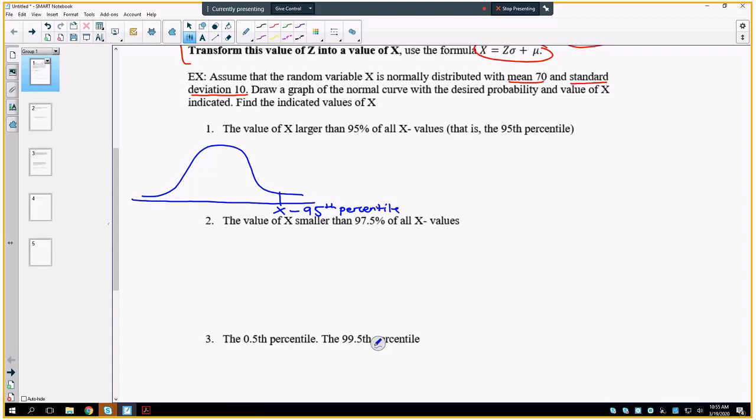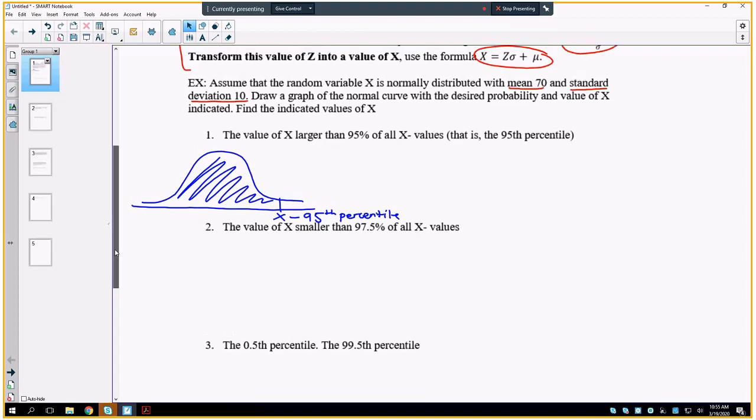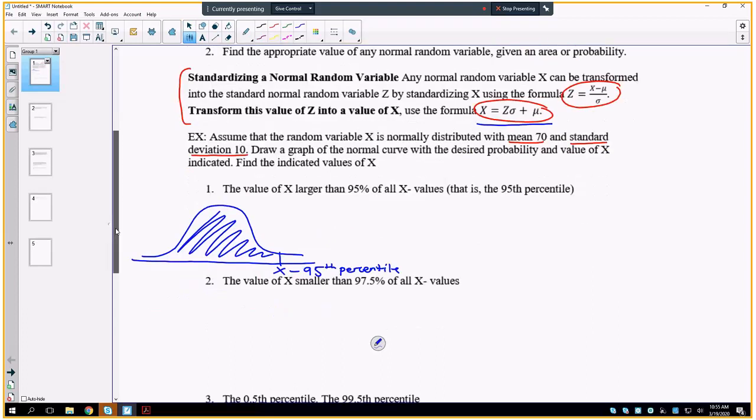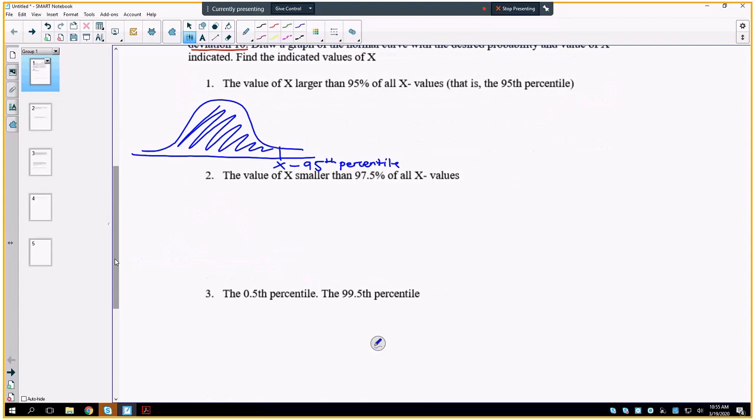And all of my smaller x values are this area on the left. Well, that's great because my table tells me the area on the left, so I'm going to use my table to find a z-score. And then I know that if I have a z-score, I can find the value of x using this formula. So let's start by finding a value for z.